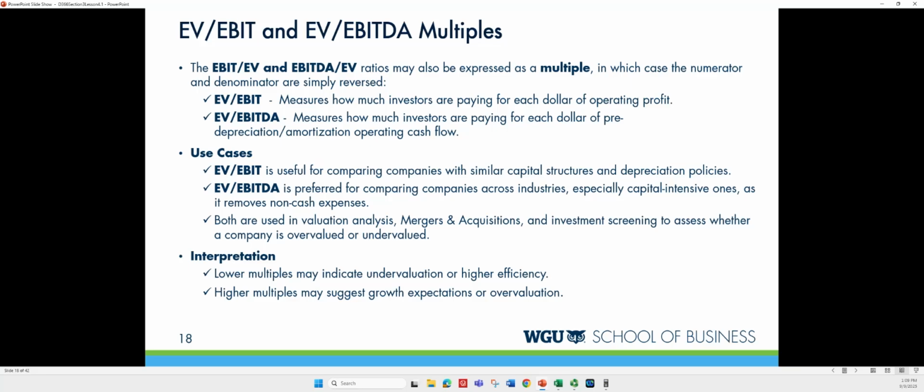So when would we use this? The EV to EBIT multiplier is useful for comparing companies with similar capital structures and depreciation policies. As we stated earlier on the ratios, this makes for a more uniform comparison when we know that firms have different policies in place for how they conduct depreciation and amortization. Then the EV to EBITDA multiplier is useful for comparing companies across industries because some are more capital intensive than others. And so it removes the effect of having our non-cash expenses associated with the depreciation and amortization of assets.